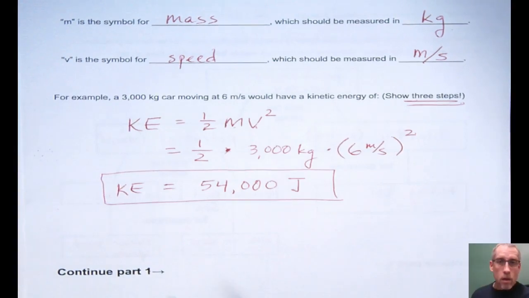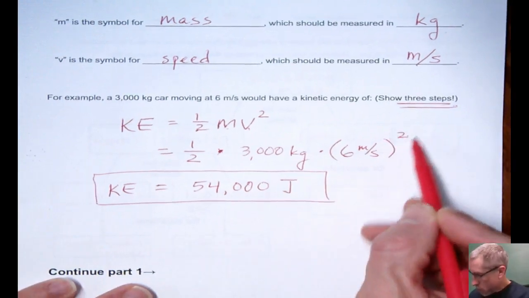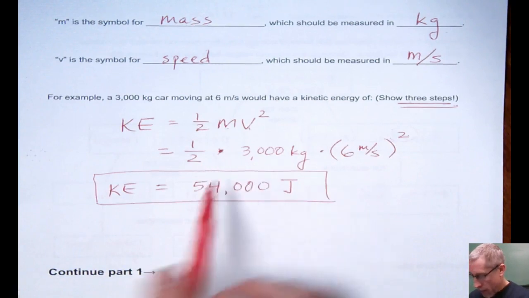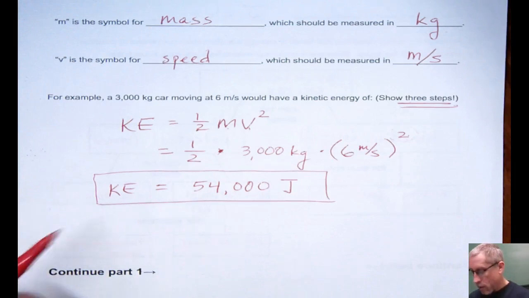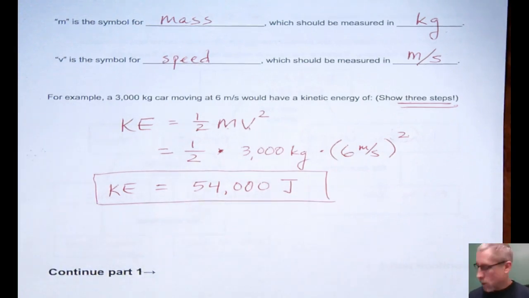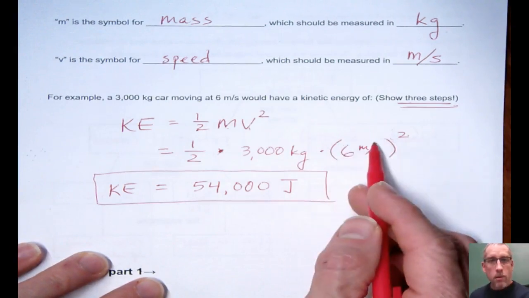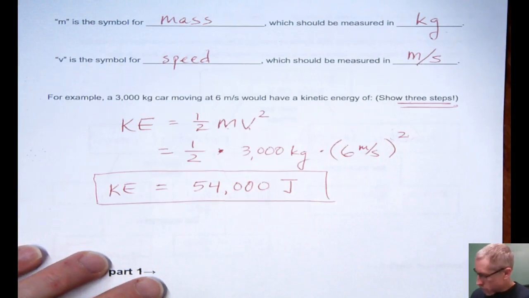Okay, now a mistake that sometimes gets made on a calculator is some people will put the square in at the wrong time. If you multiply the 1/2 times the 3,000 times the 6 and then square it, you're going to get like 81 million. And that's not what you want to do. You want to make sure that the only number that gets squared in the equation is the speed.